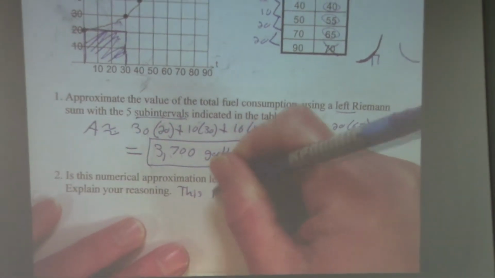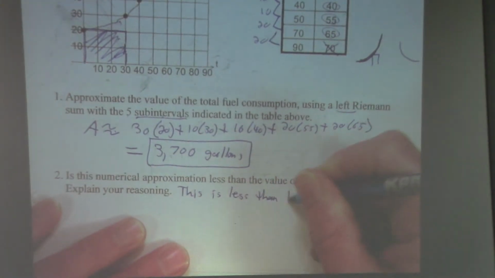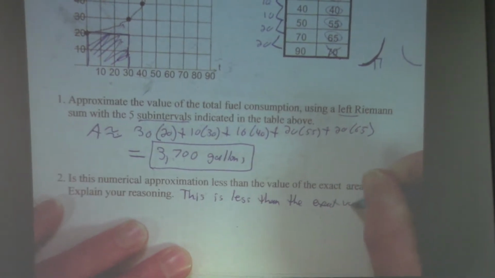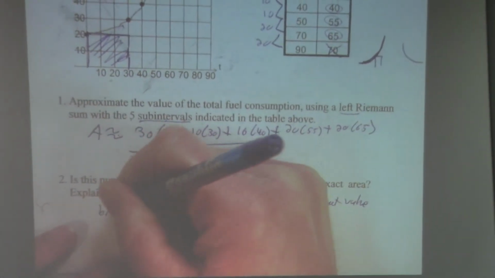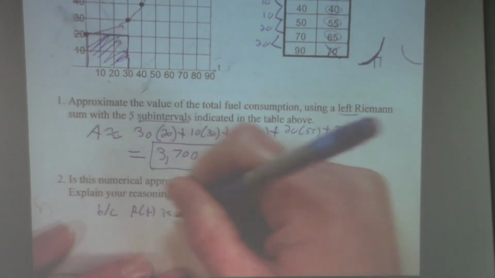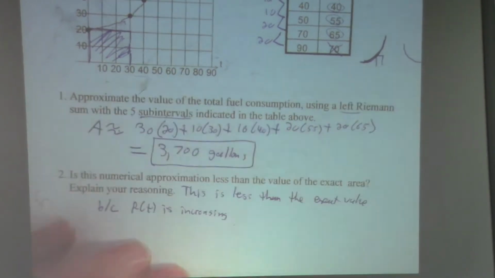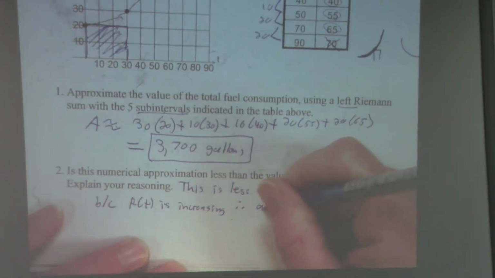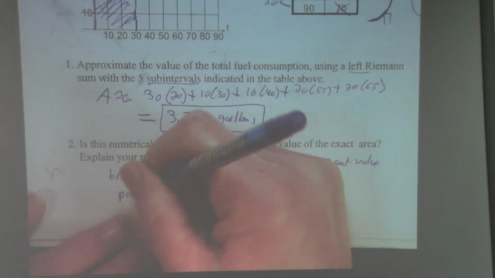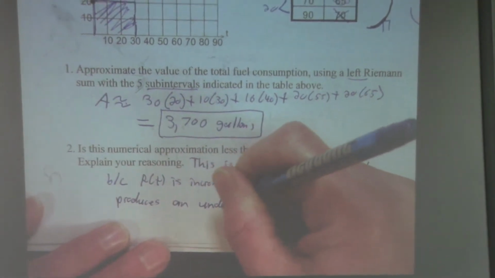I'll just use the wording they did. This is less than the exact value because R of t is increasing, therefore an LRAM produces or yields an underestimate.